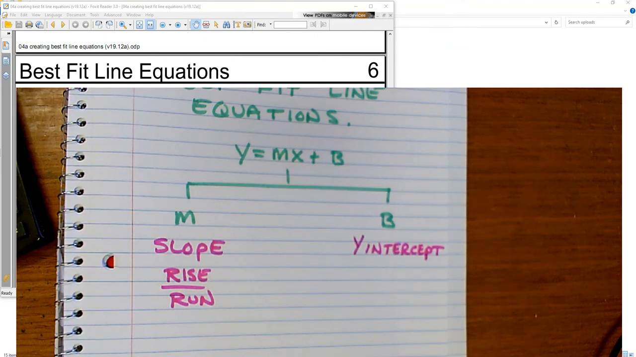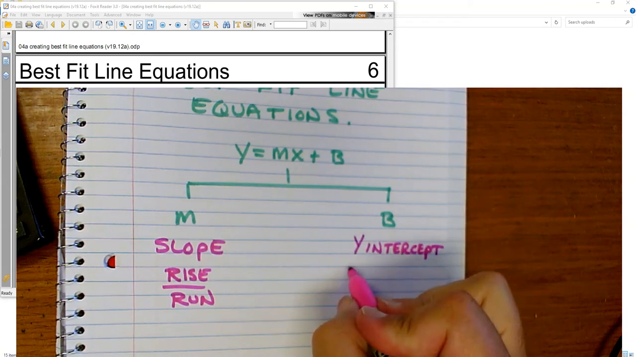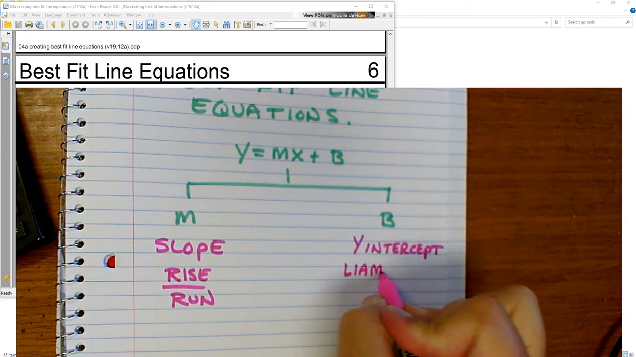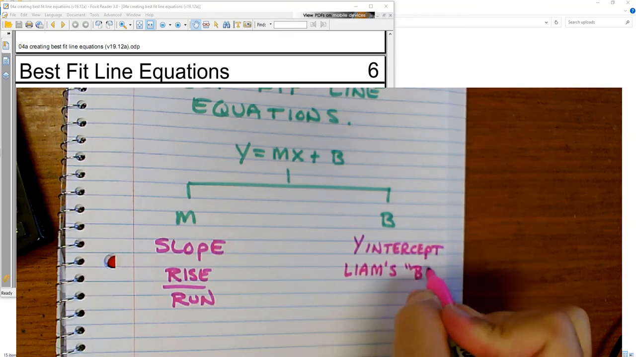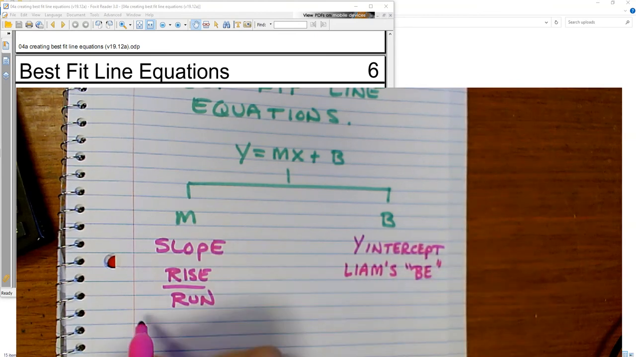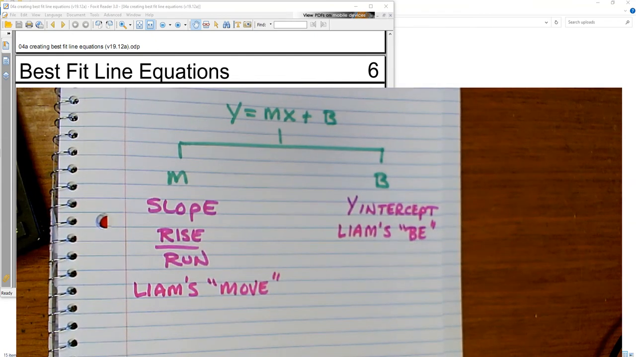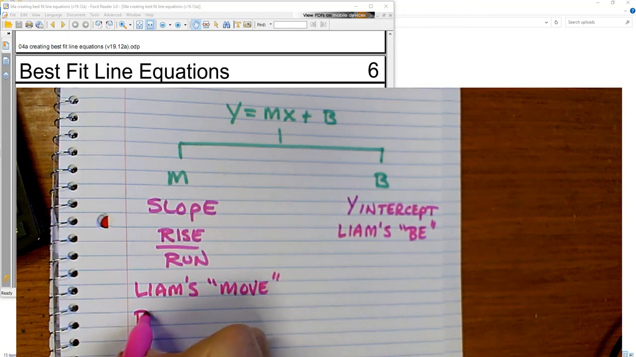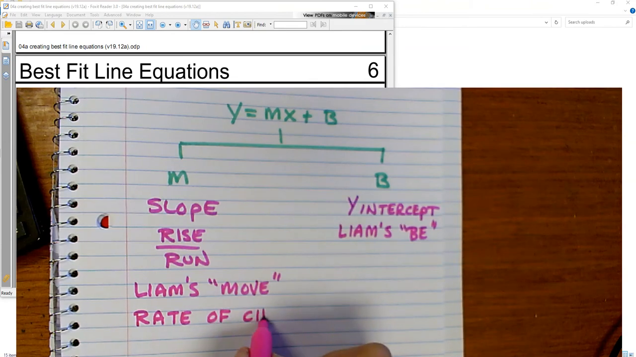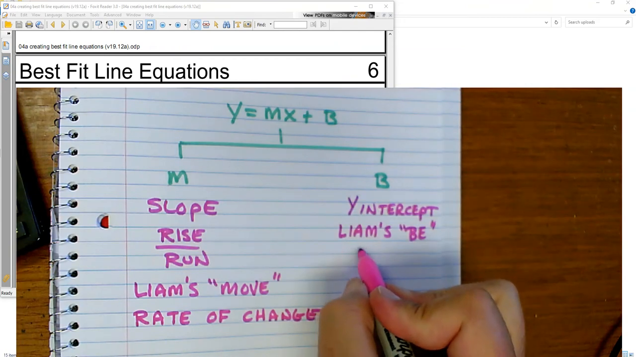Well, remember Liam the leprechaun? This is Liam's b. Which reminds me, over here, this is Liam's move. What else? Slope, rise over run, Liam's move. How about rate of change? And over here, why don't we call this the start?